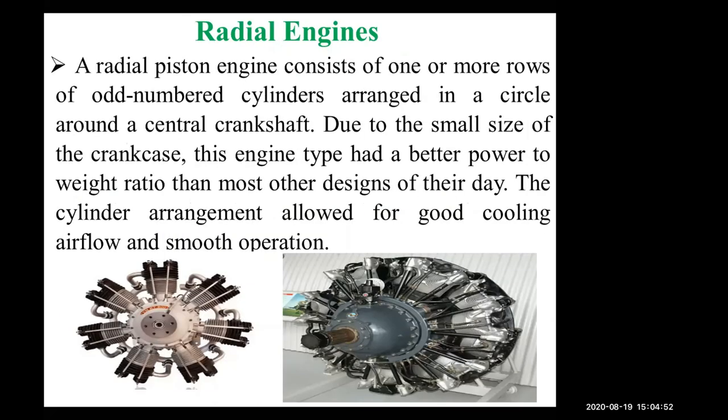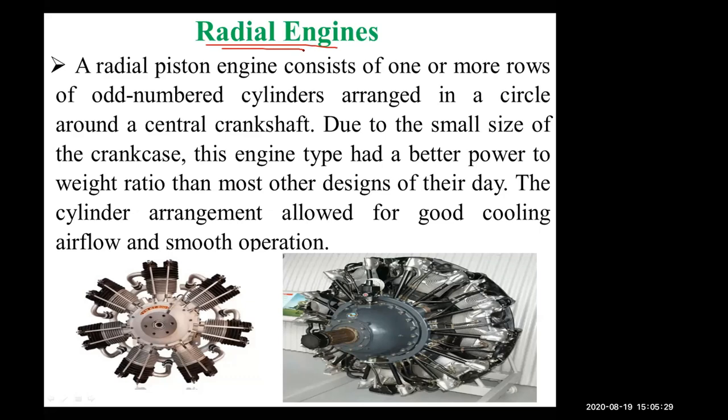Another is the radial type of engine. A radial piston engine consists of one or more rows of an odd number of cylinders arranged in a circle around the central crankshaft. Due to the small size of the crankcase, this engine type had a better power to weight ratio than most other designs of its day. The cylinder arrangement allowed for good cooling airflow and smooth operation. So this type of engine is called the radial type of engine.